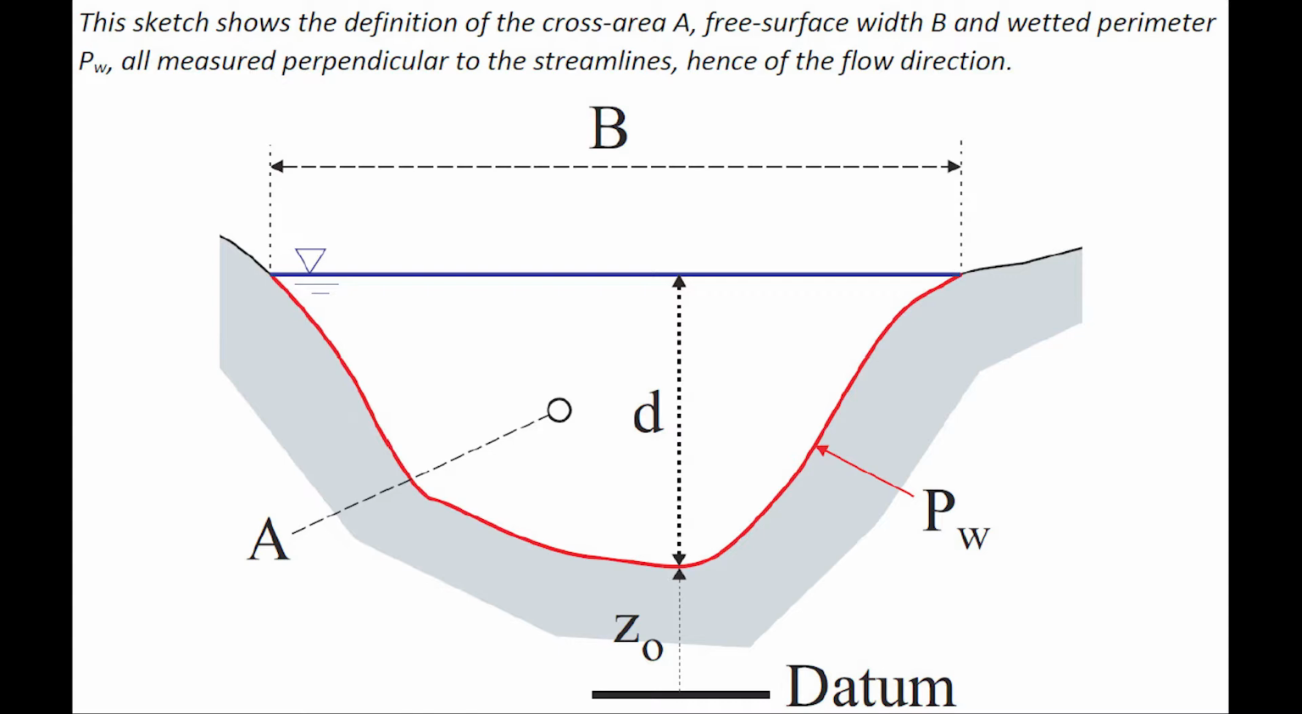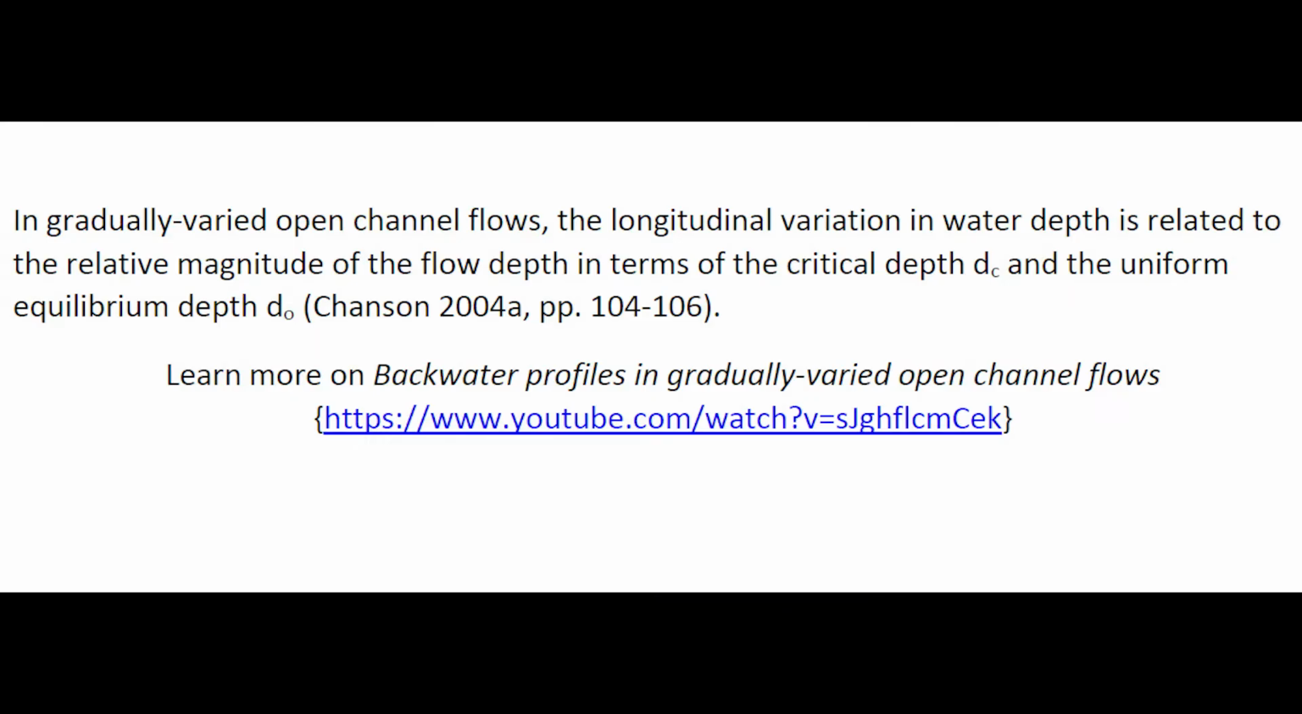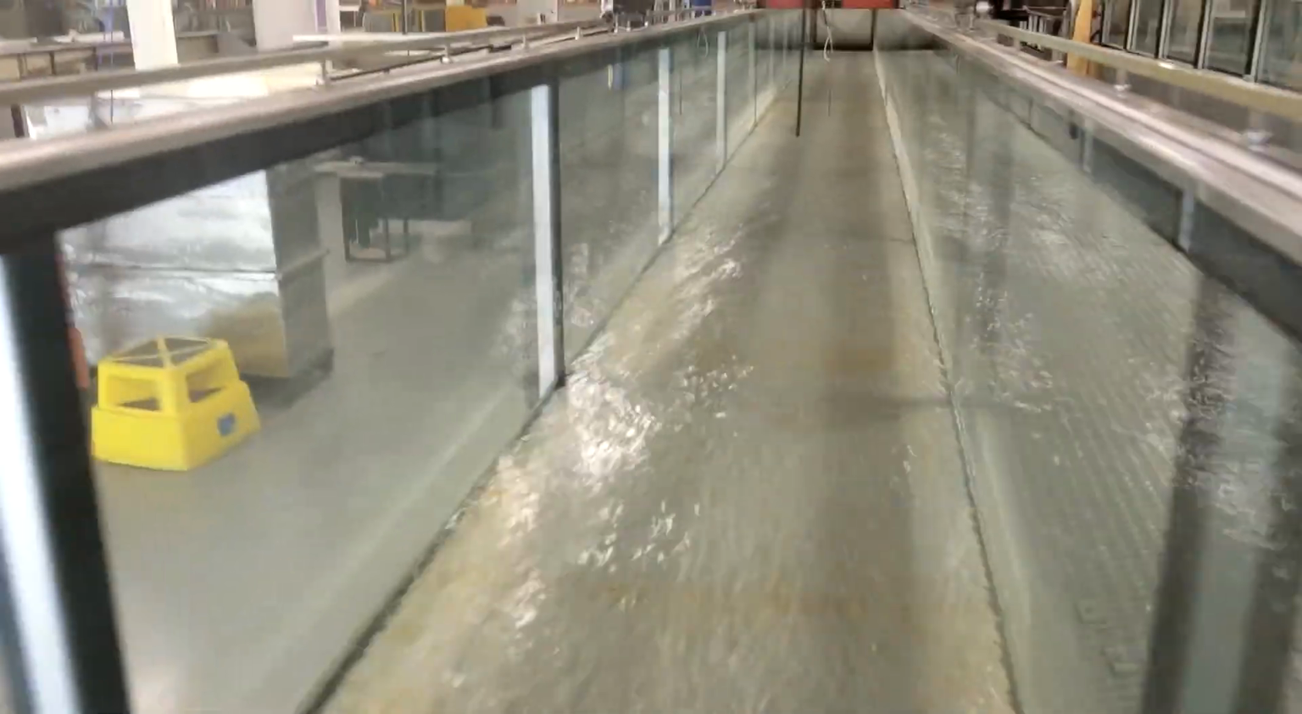In gradually varied open channel flow, the longitudinal variation in water depth is related to the relative magnitude of the flow depth in terms of the critical depth and the uniform equilibrium depth. The following movie shows the flow in a 12-meter long, 0.5 meter wide channel at the University of Queensland. The bed slope is steep.